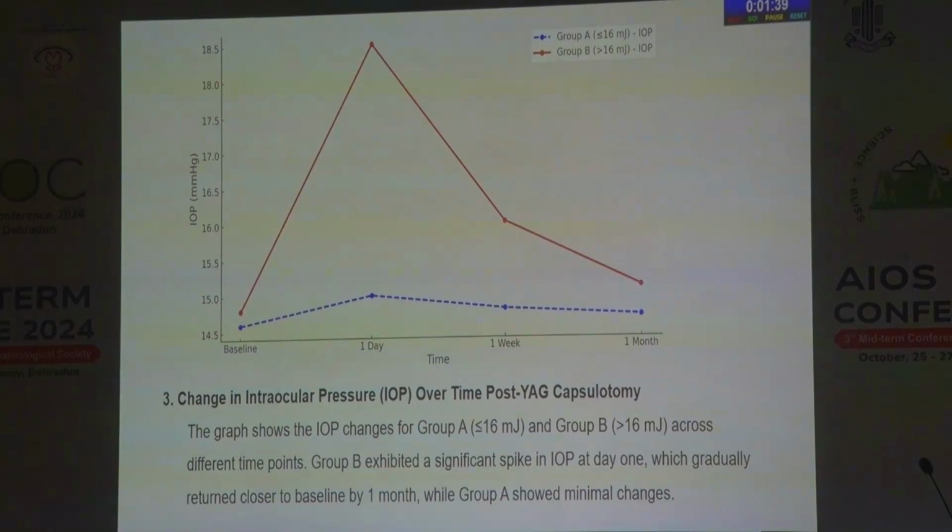Now the third graph shows the IOP changes for group A, that is patients with less than 16 millijoule energy level, and group B across different time points. Group B exhibited a significant spike in IOP at day 1 which gradually returned closer to baseline by 1 month, while Group A showed minimal changes. Now this graph illustrates the changes in CMT for Group A and Group B over time. Group B experienced a significant increase in CMT at day 1 which decreased but remained elevated at 1 month, whereas Group A showed negligible changes.